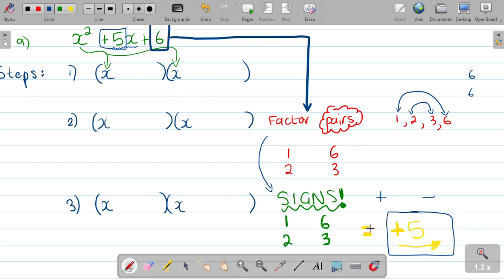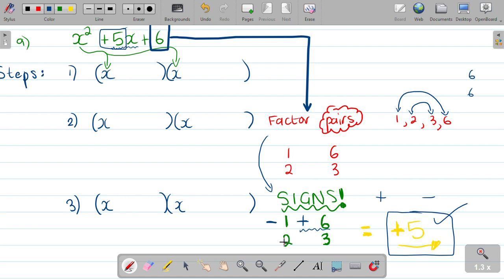So let's ask ourselves that question. Can 1 and 6 give me a positive 5? Yes, it can. If I have a plus 6, and I make my 1 a negative sign. If we had to do this calculation, minus 1 plus 6 does give me positive 5. Okay, that's correct. Good. And that is a pair that could work together.